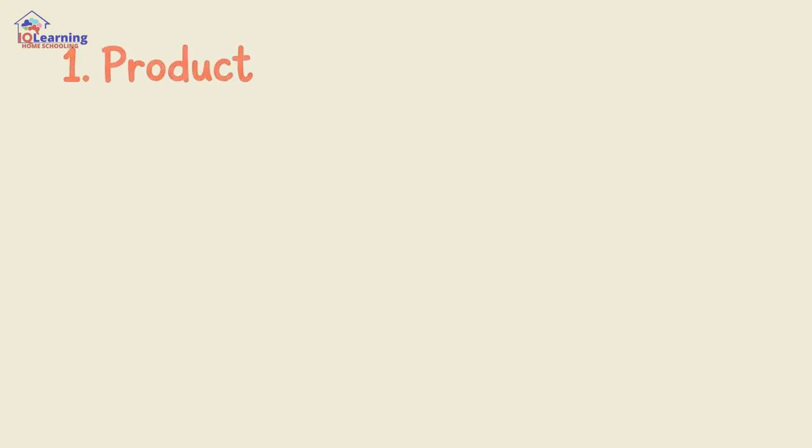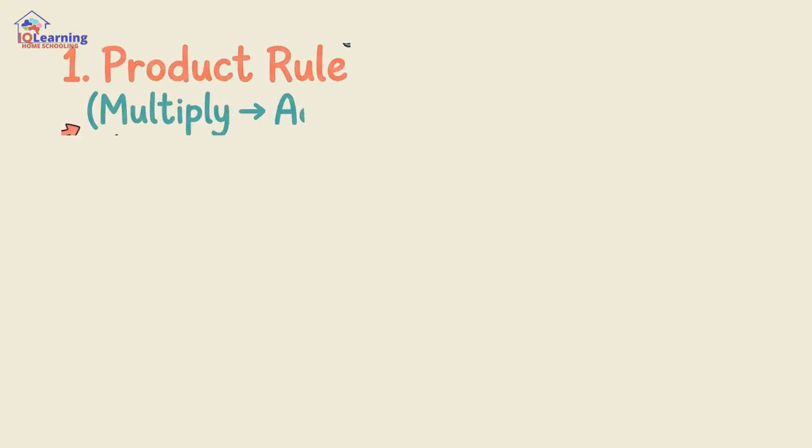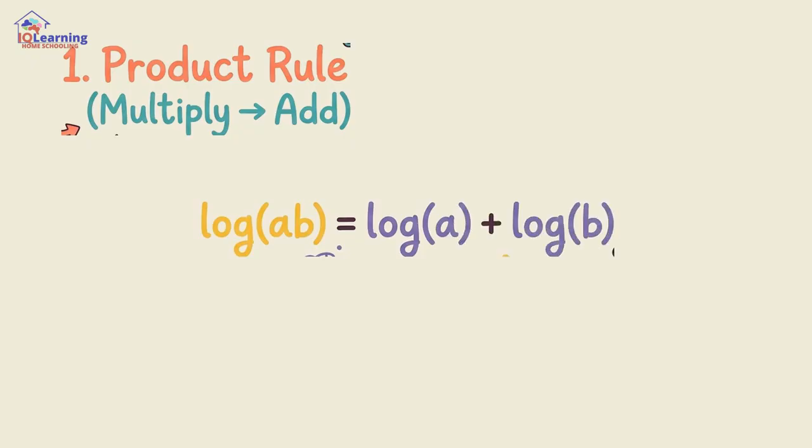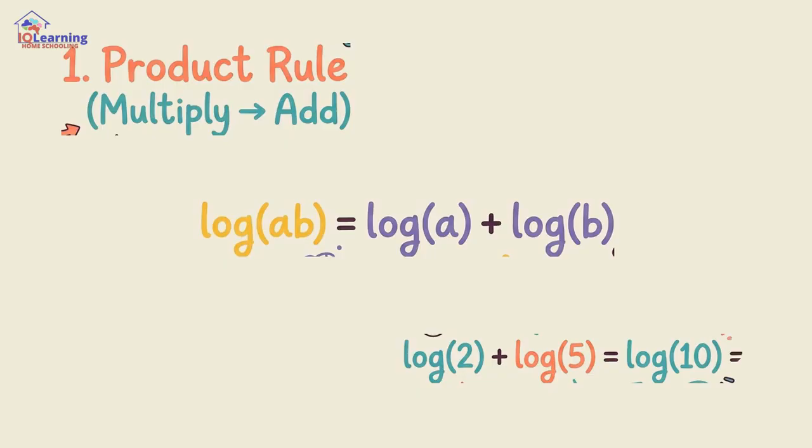Now for the three big logarithm laws. First, the product rule. Multiplication inside becomes addition outside. Log of a times b equals log of a plus log of b. Watch it in reverse. Suppose we have log 2 plus log 5. Combine them into one log, log of 2 times 5. That becomes log 10, which equals 1.